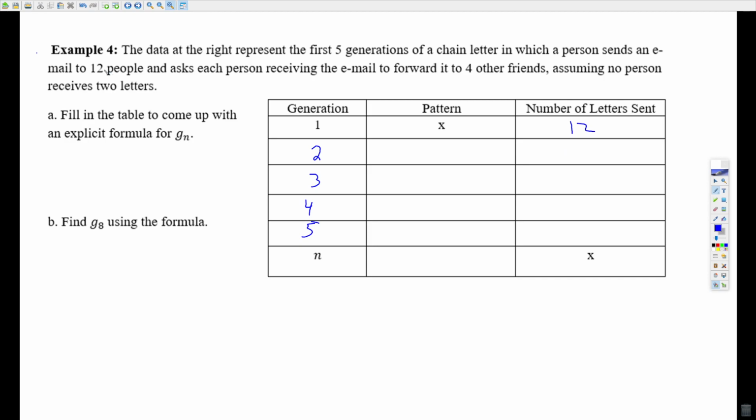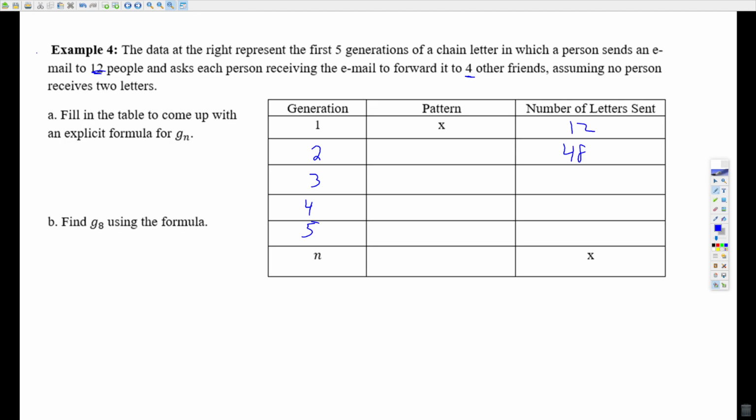Right? There's 12 people. And we want this to be forwarded to 4 other friends. So again, I'm going to write the pattern out a certain way, but I think what we might do is fill out this column first, and then I'll show you the pattern. So the next one would be 12 people, send it to 4 people. So that's just simply 12 times 4, which is 48.